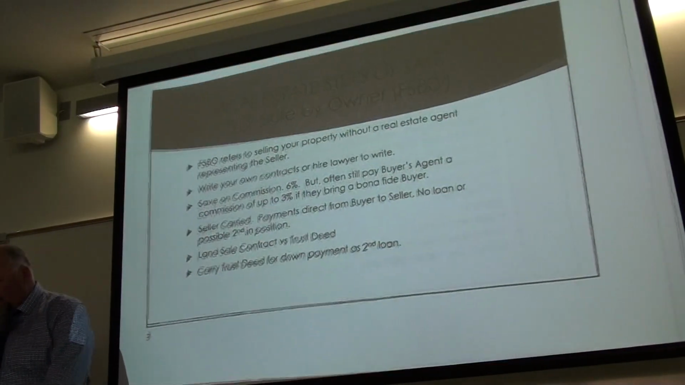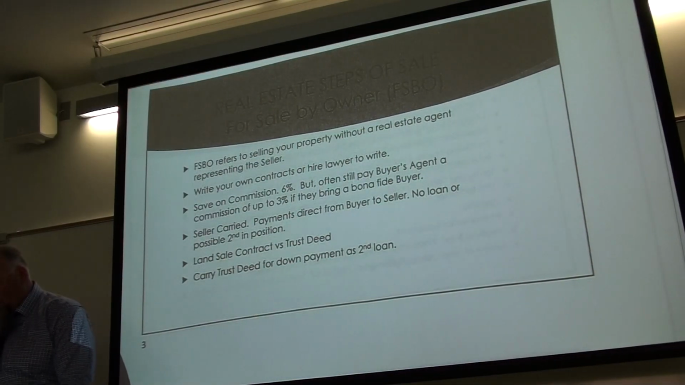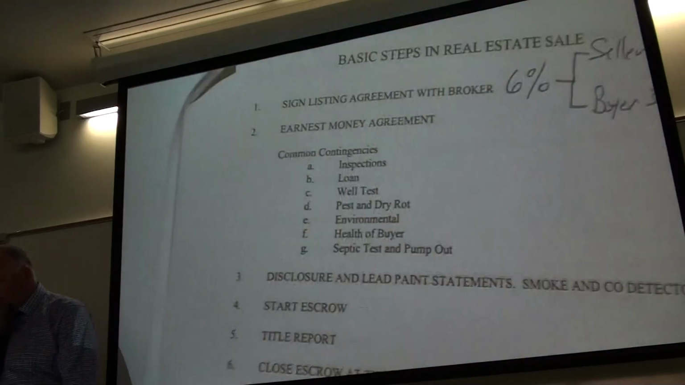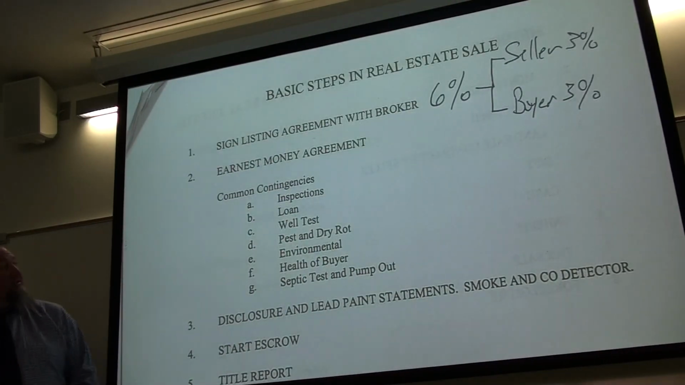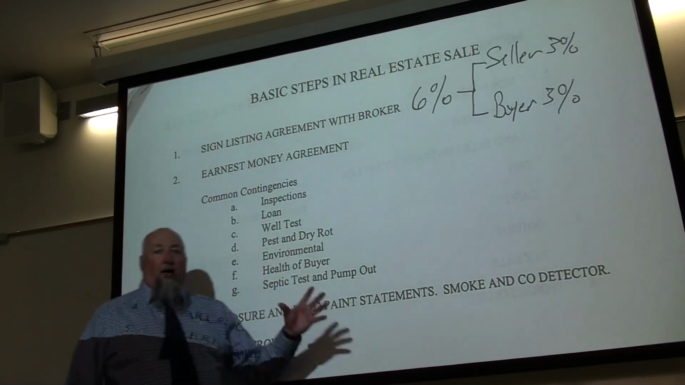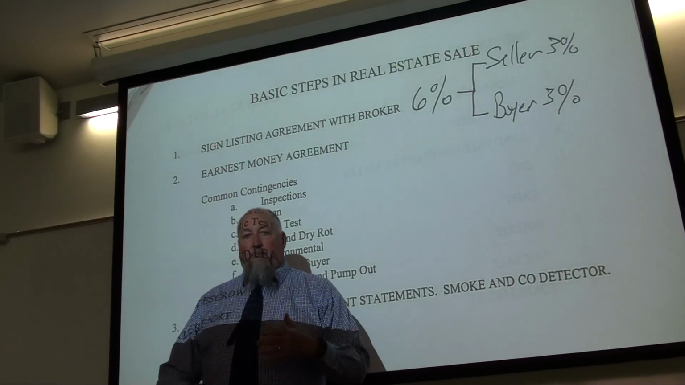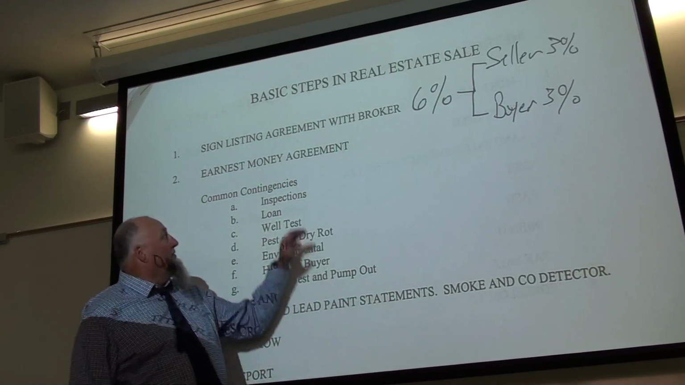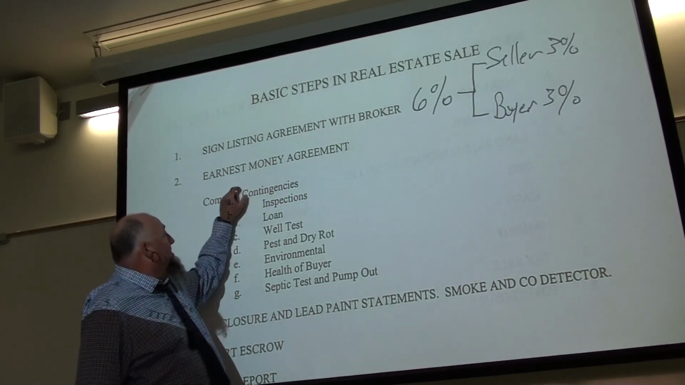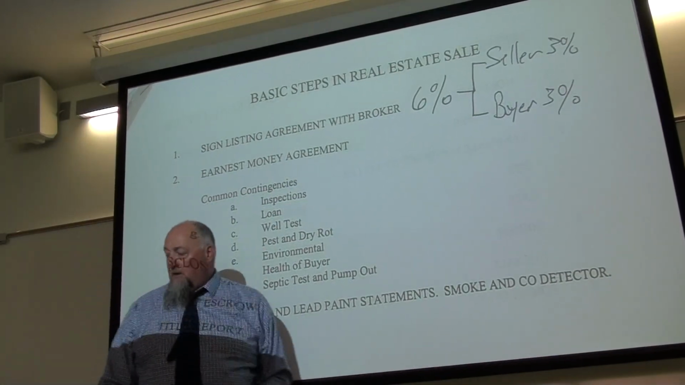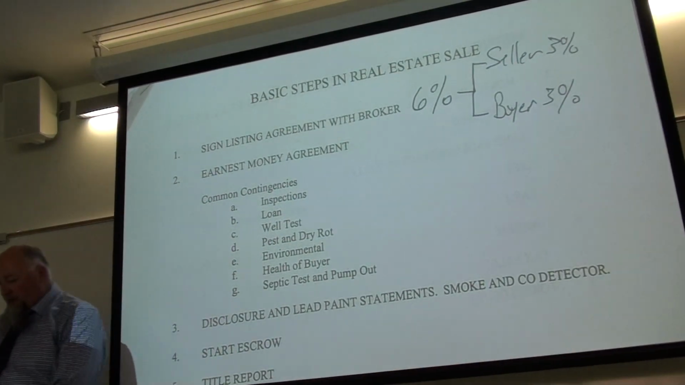And again, we'll come back to that one. So back to our little list here. So the next step in a sale of real estate, once you have a buyer, the next step is the formal purchase and sale agreement, which we refer to usually as what's called an earnest money agreement. Earnest money agreement.